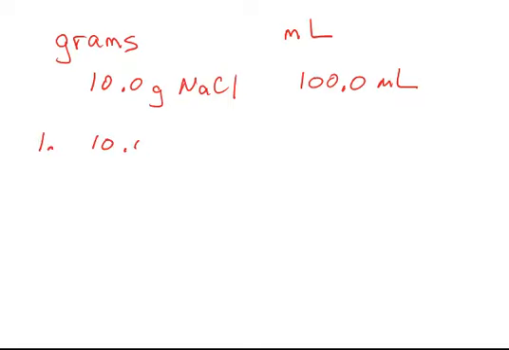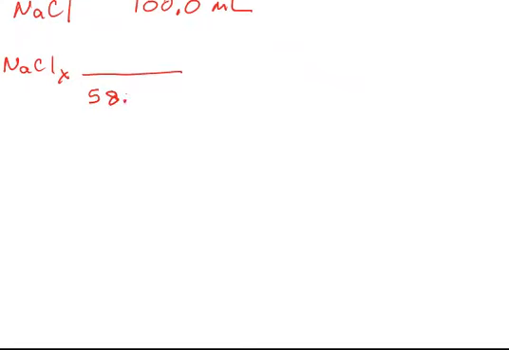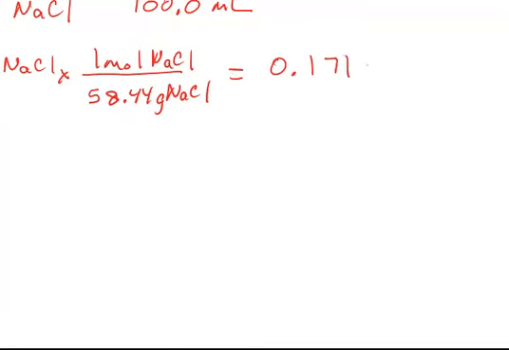So we'll take our 10 grams of sodium chloride. Need to go to the periodic table to get the molar mass. It turns out it's 58.44 grams sodium chloride are in 1 mole of sodium chloride. So when you convert your 10 grams of sodium chloride to moles, you end up with 0.171 moles.